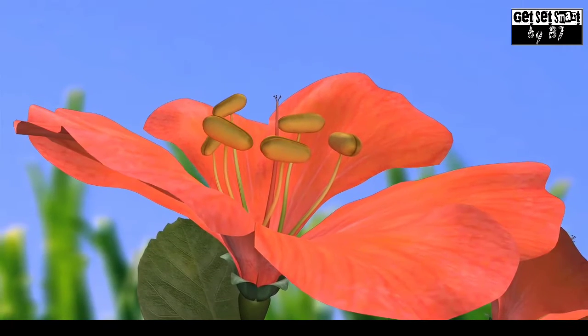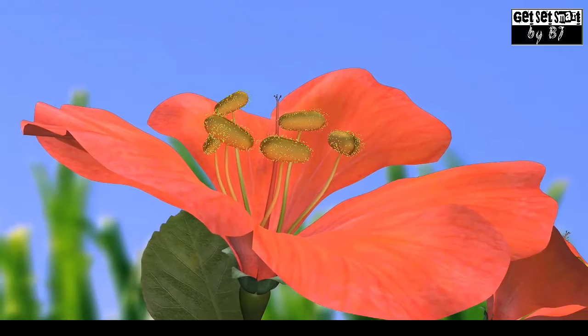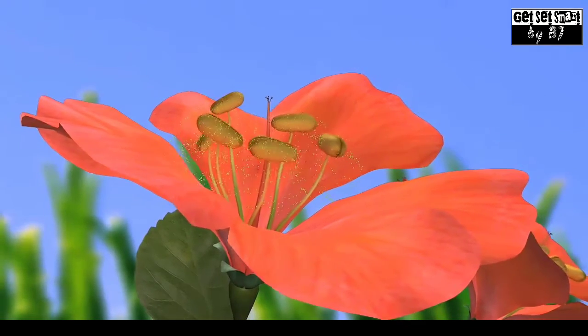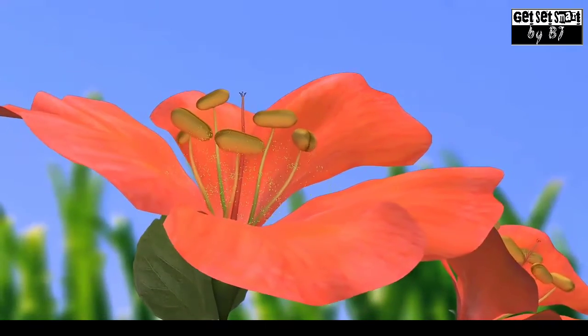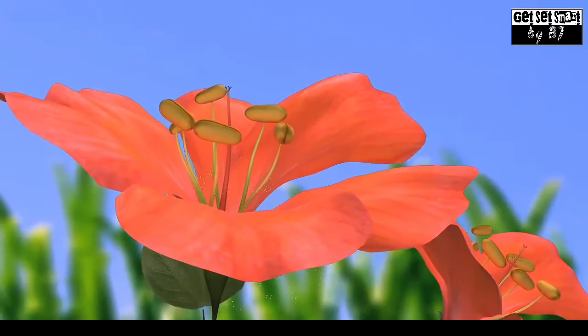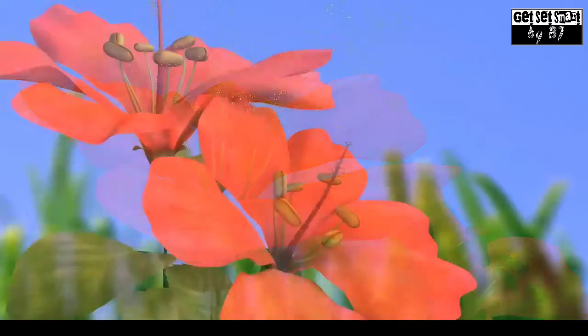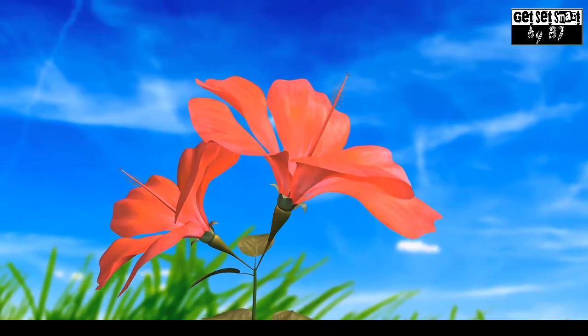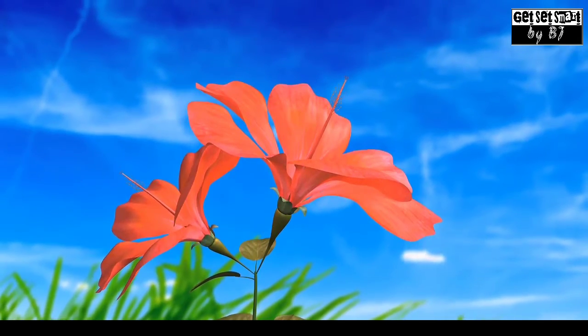The pollen grains are sometimes shifted to the stigma within the same flower. This is called self-pollination. When pollen grains are shifted to the stigma of different flowers, this process is called cross-pollination. Insects, birds and animals help in cross-pollination of flowers.